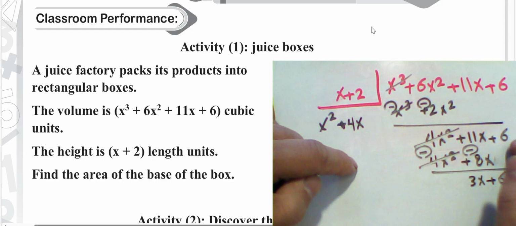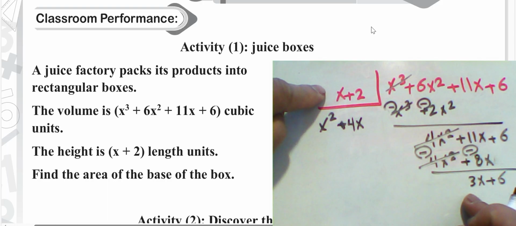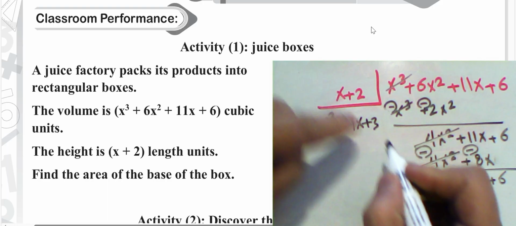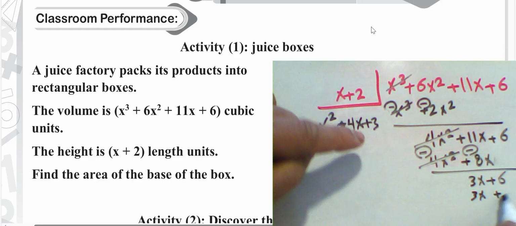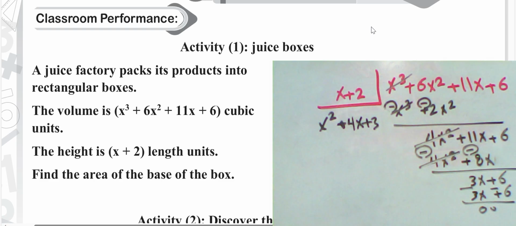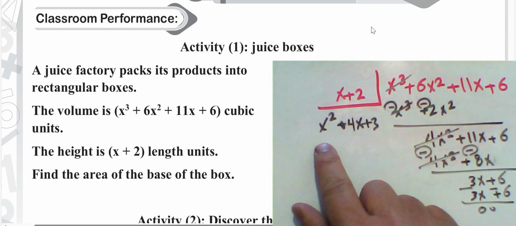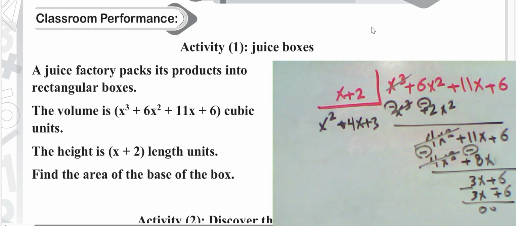3x + 6, drop 6 here, and then divide 3x by x. 3x divided by x equals 3, right? 3 times x equals 3x, and 3 times 2 equals 6. Now we can find the difference. The difference between the two equals 0. Then the area will be x^2 + 4x + 3 square units.